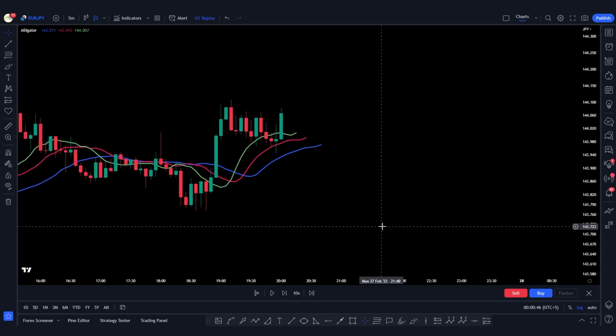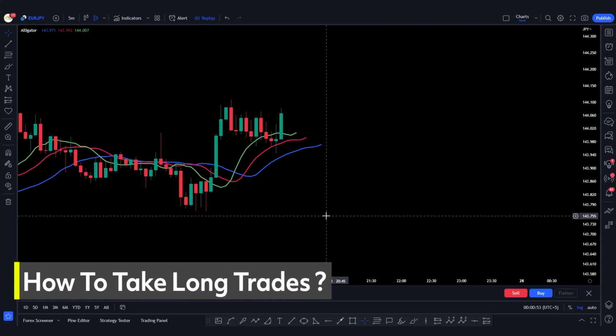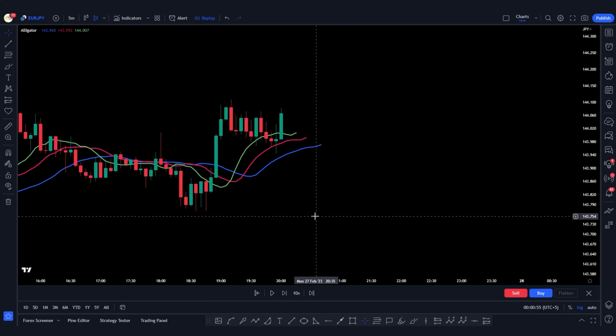Now that you know how the Williams Alligator indicator works, let's talk about how you can take long trades using this indicator. The trading strategy that I mostly use with this indicator is the pullback strategy. For example, as you can see here, the bullish trend started at the crossover here, and then after that there was a minor pullback towards the teeth, and after this pullback the candle closed above the lips. So we want to wait for the confirmation, because if the candle touches the teeth and then goes below this jawline, then we don't want to take that trade.